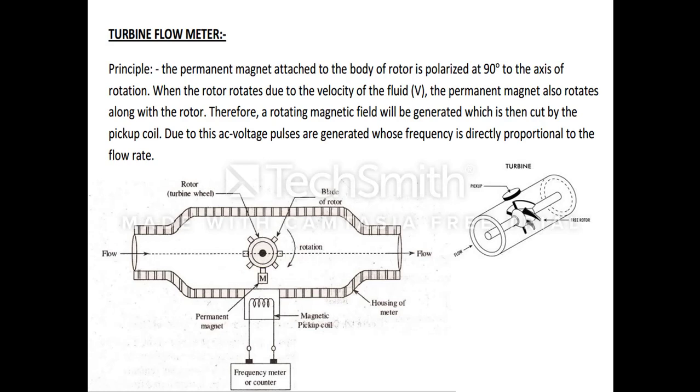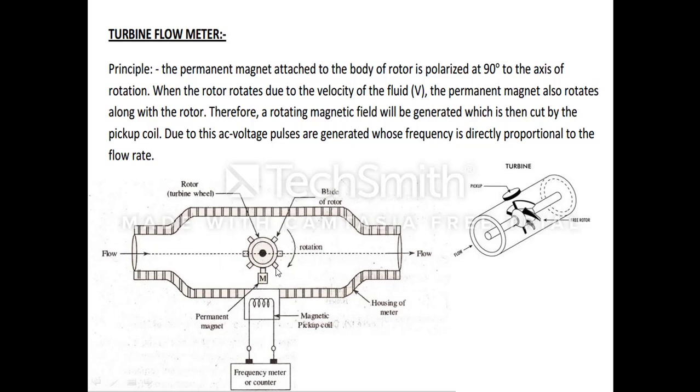So the next topic in flow meters is the turbine flow meter. For the turbine flow meter, first I want to explain the complete diagram. So here, this is the turbine flow meter. Inside we have a turbine, right? This is the fluid passage, like a cylindrical tube. Here we are keeping our turbine wheel.